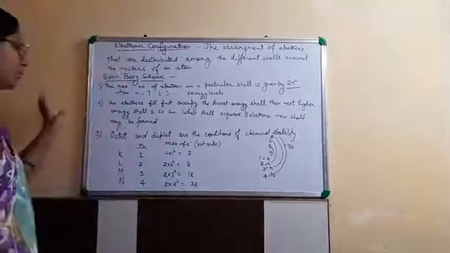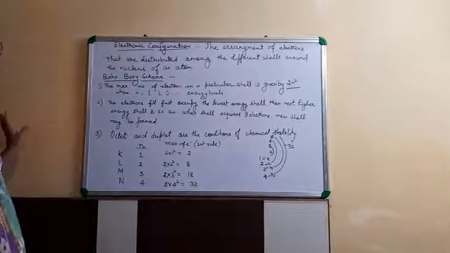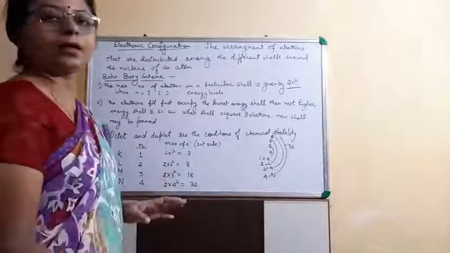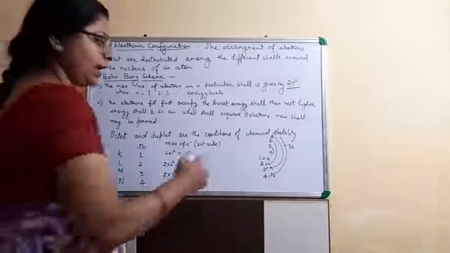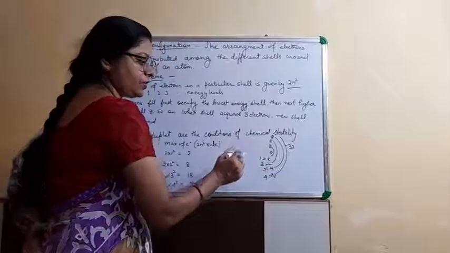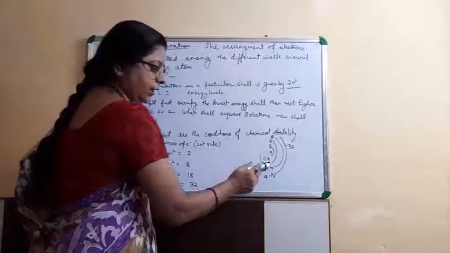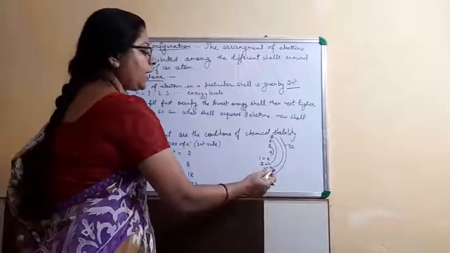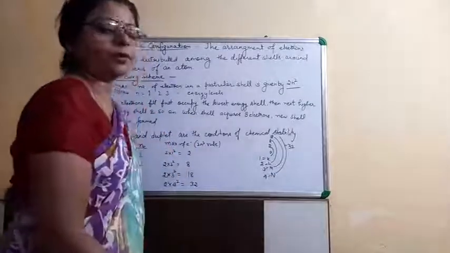Now, the second rule is that electrons first occupy the lowest energy shell and then the next higher energy shell. First the K orbit is filled, which has minimum energy, then the L orbit, which has more energy than K, then the M orbit and then the N orbit.